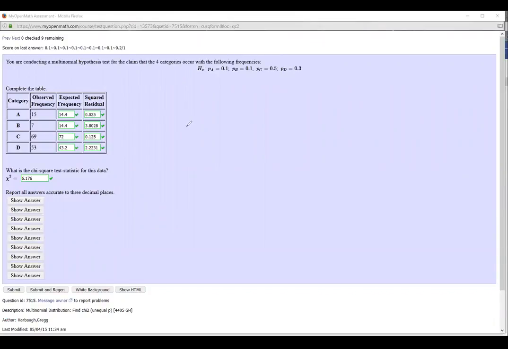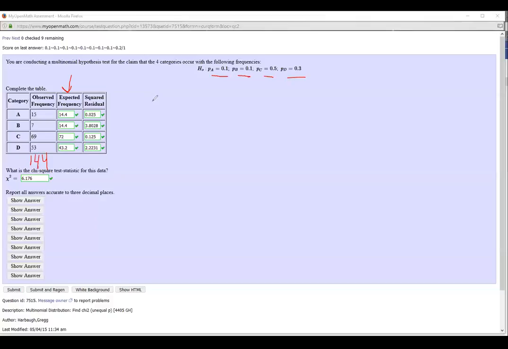So how did I know how to fill this in? Well, unlike the previous problem, this one doesn't have an equal chance. Each of these categories doesn't have an equal chance of occurring. They've told us the probabilities of each category occurring. So in order to get our expected frequency, what we need to do is find the sum. And I did this earlier, and I got 144.